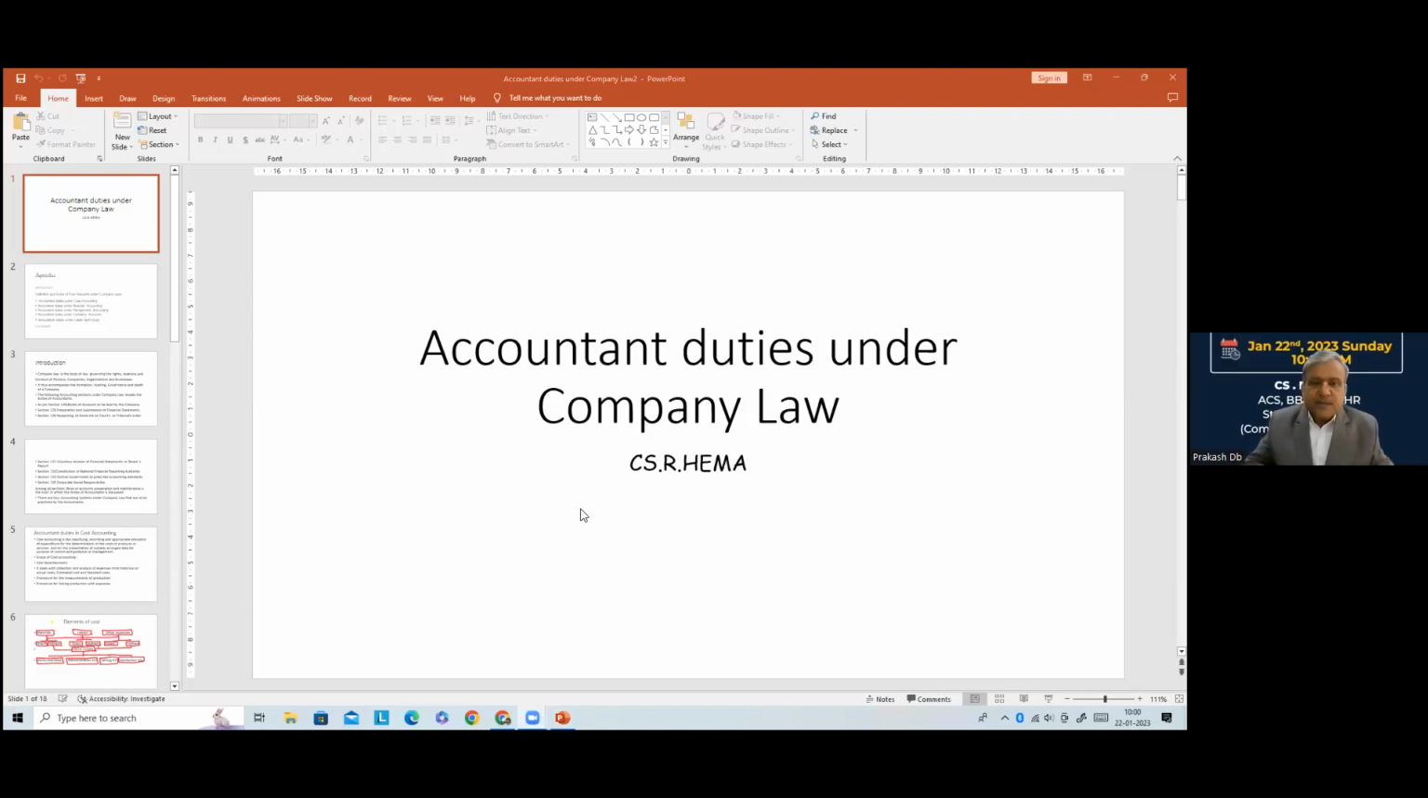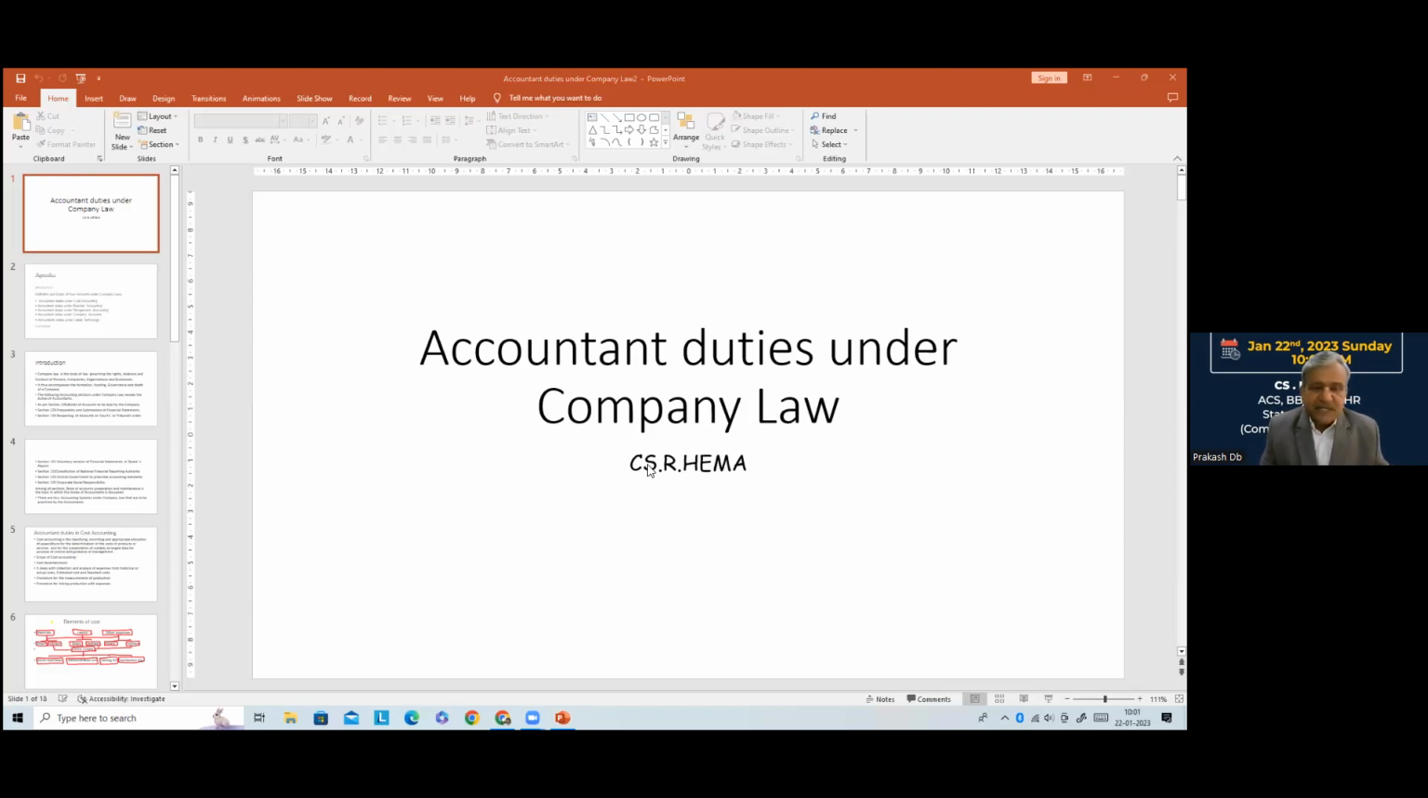All the students and the participants, we have the guest speaker on the subject, accountant duties under company law. She's CS Company Secretary R. Hema Garu. She's a state tax officer from Chennai. And she'll be going to explain about the duties of an accountant under company law.